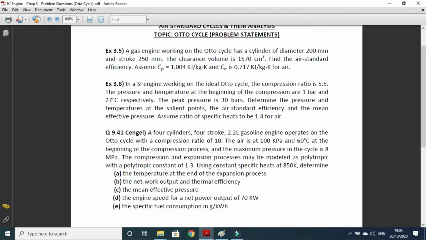Using constant specific heat at 850 Kelvin. You remember the property tables, so you can go into the property table and calculate the Cp and Cv at 850 Kelvin. Determine these parameters: the temperatures at the end of the expansion process, that is P4, the net work output and efficiencies, mean effective pressure, the engine speed for a net power output of 70 kilowatt, and the specific fuel consumption in gram per kilowatt hour.